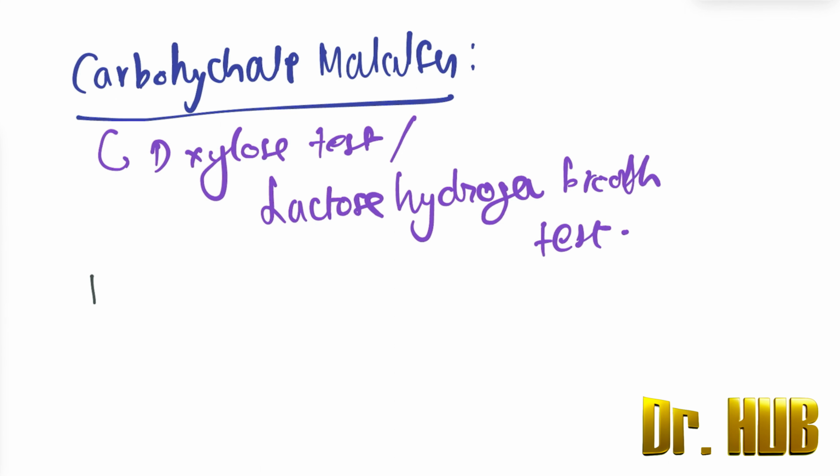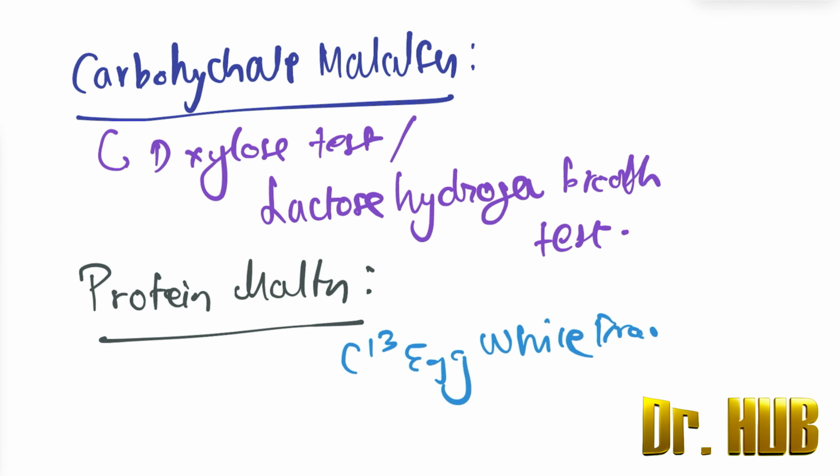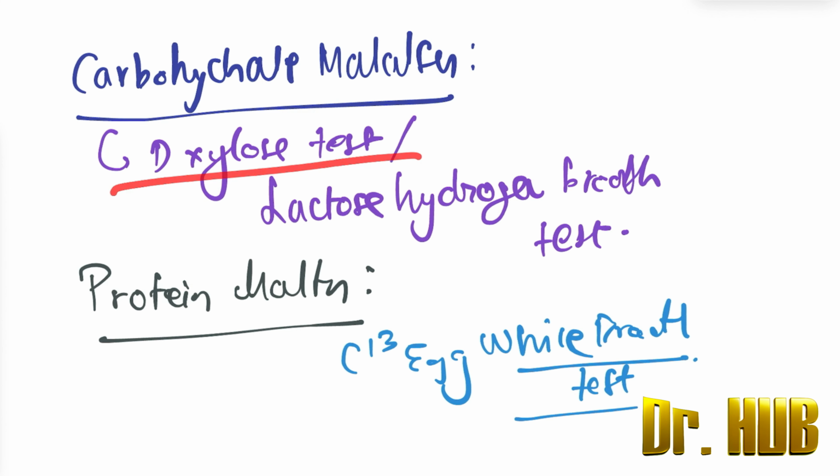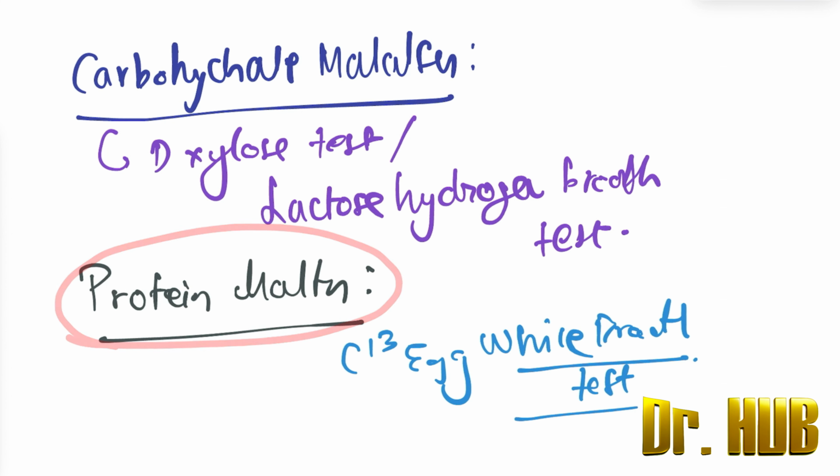Next, we'll move on to the protein malabsorption. Under the protein malabsorption, this includes the C13 egg white breath test. So let's recap. We saw the carbohydrate malabsorption, which includes the D-xylose test as well as the lactose hydrogen breath test. Then the protein malabsorption includes the C13 egg white breath test.